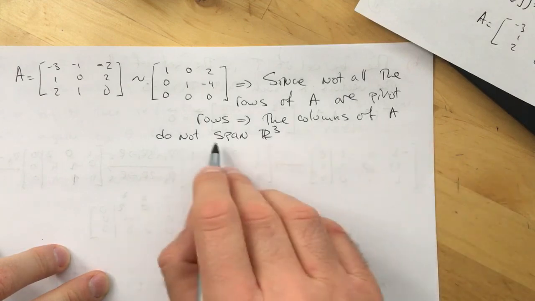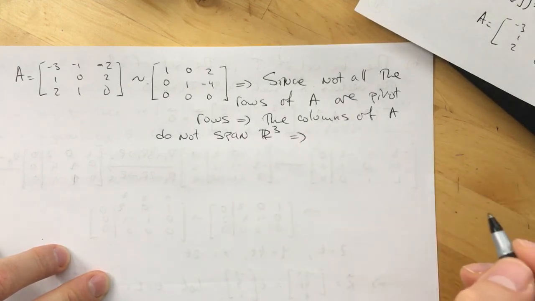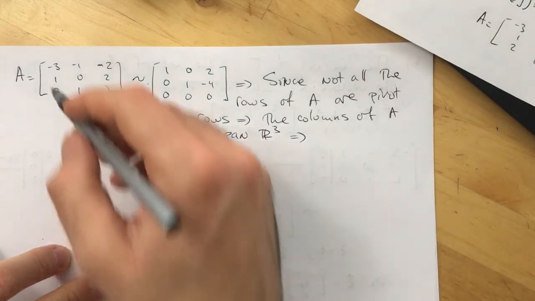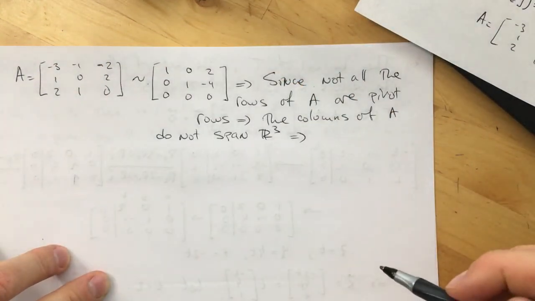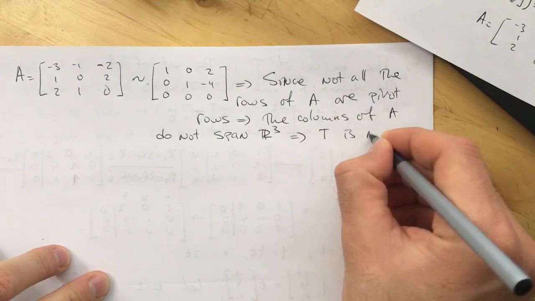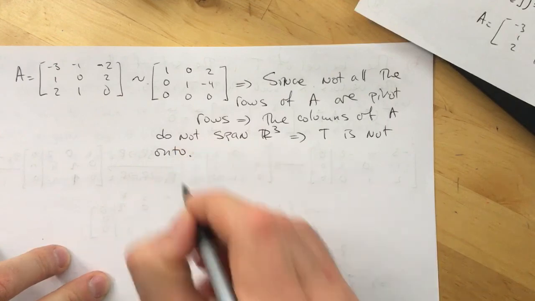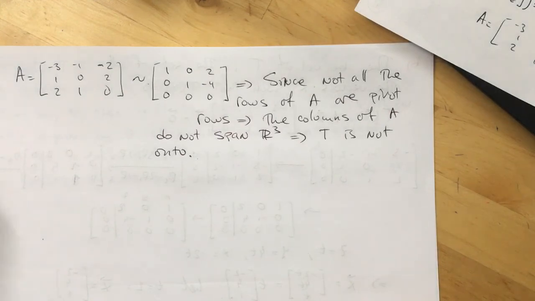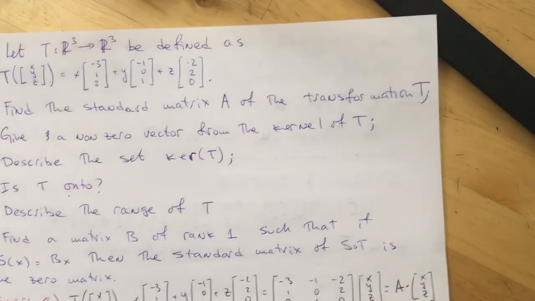And if the columns of A do not span R3, that means that there are some vectors in R3 that are not linear combinations of these three vectors, which means that T is not onto. Or simply, T is not onto because not all the rows in A are pivot rows, which means that the columns of A do not span R3. Okay.